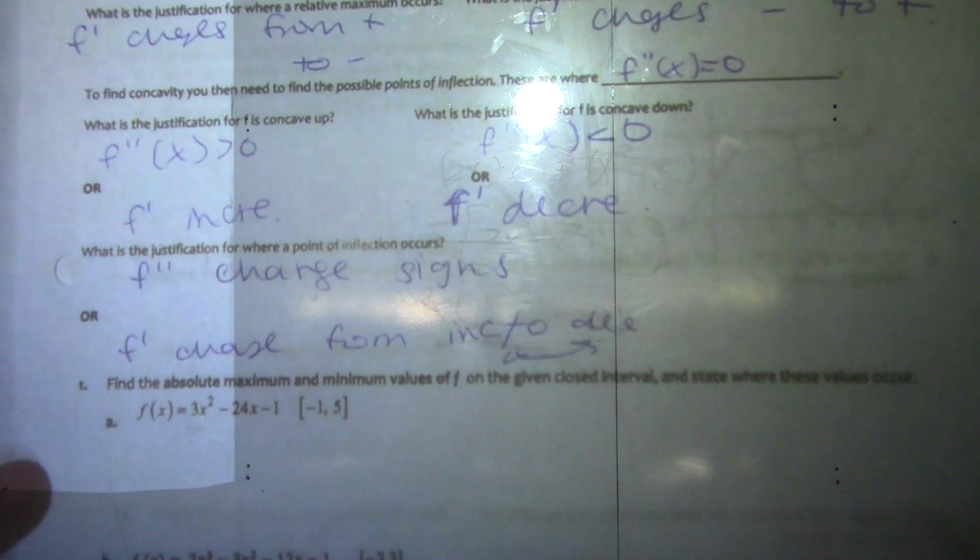For a point of inflection, you need, first of all, f double prime has to be 0 or undefined, and f double prime has to actually change signs. Or f prime can change from increasing to decreasing or vice versa.